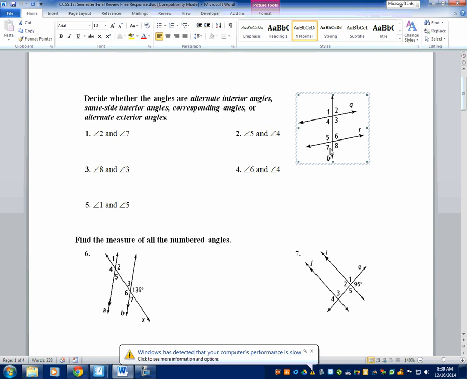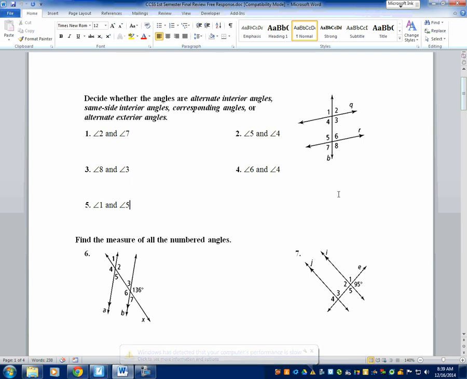So if these are my 2 parallel lines, Q and R here, outside of them would be above and below. If they happen to be going vertically, then outside would be to the right and to the left of them. Whereas interior would be in between the 2 parallel lines. So it's all in the name. So angles 2 and 7 are alternate exterior.